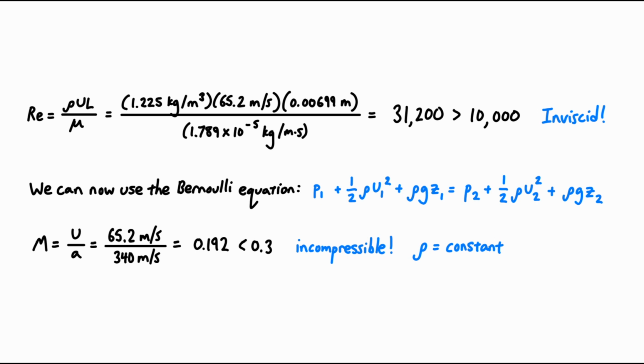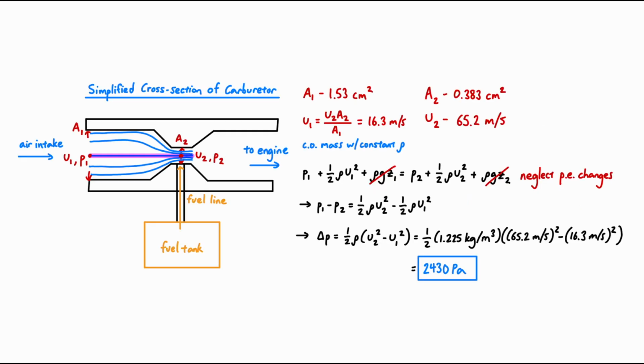Since this is greater than 10,000, we can assume that it's a steady and inviscid flow in the carburetor, and now we can use the steady Euler equations to derive the Bernoulli equation. The flow is also incompressible, which means we can assume that the density is constant for the entire flow, which helps simplify the math. With our derived equation, we get a positive pressure difference of 2,430 pascals.